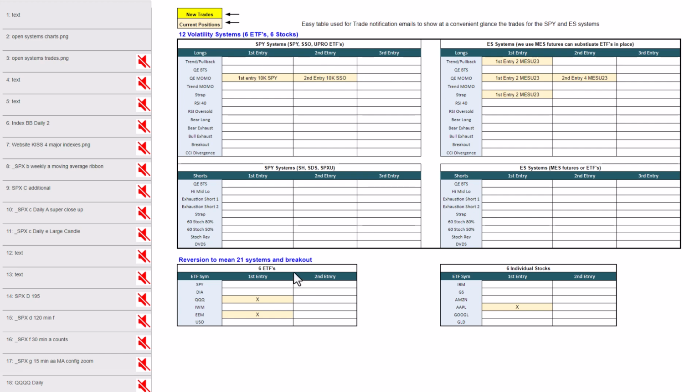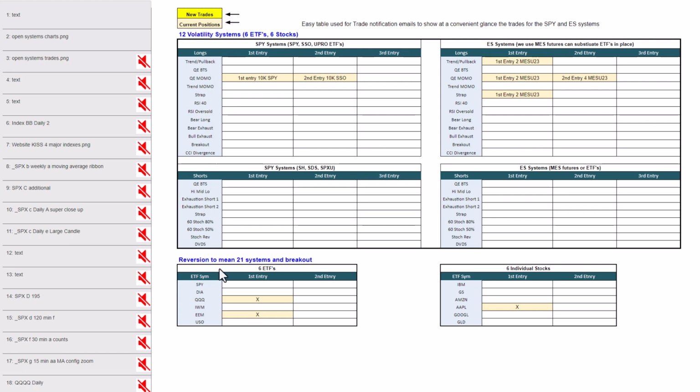Now at the very bottom, I don't email these out at this time, but I do post them on the trading community. It looks like I have a typo here. I actually have this backwards. Up here should be reversion to mean, 21 systems, and breakout. Down here should be 12 volatility systems. So in addition to the reversion to mean, the 21 systems up here, these are all the system names, by the way: Bull Long, Bear Long, RSI 40, QE Momo, etc. Again, they're all their own individual systems.